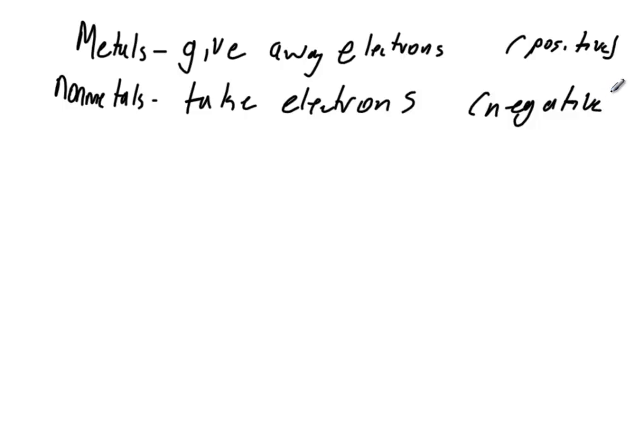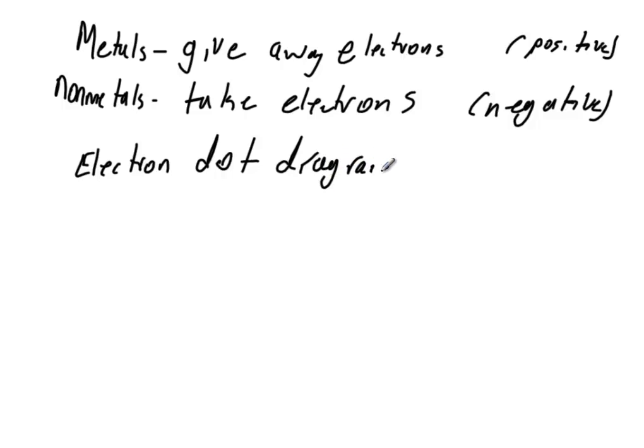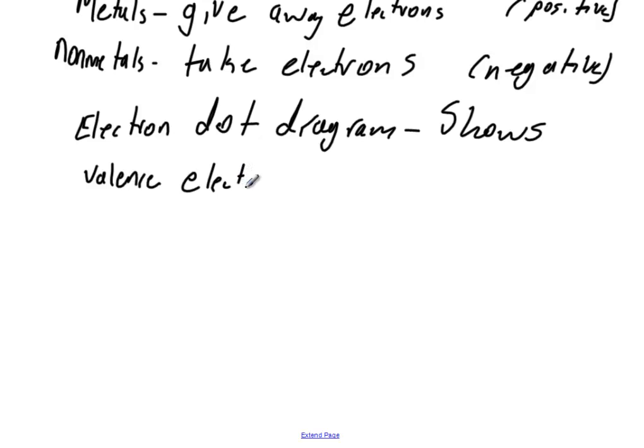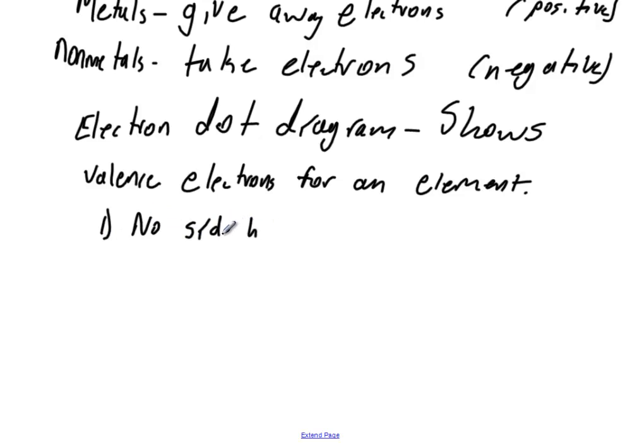And the easiest way to figure out what's going on is to use an electron dot diagram. Electron dot diagrams are very, very simple. An electron dot diagram just shows valence electrons for the element. The valence electrons are important because they show how reactive it's going to be, what it's going to do, how it's going to form bonds. So this just shows valence electrons for an element. And in order to draw these, I basically want you to follow 2 rules. Rule number 1, no side has 2 electrons.